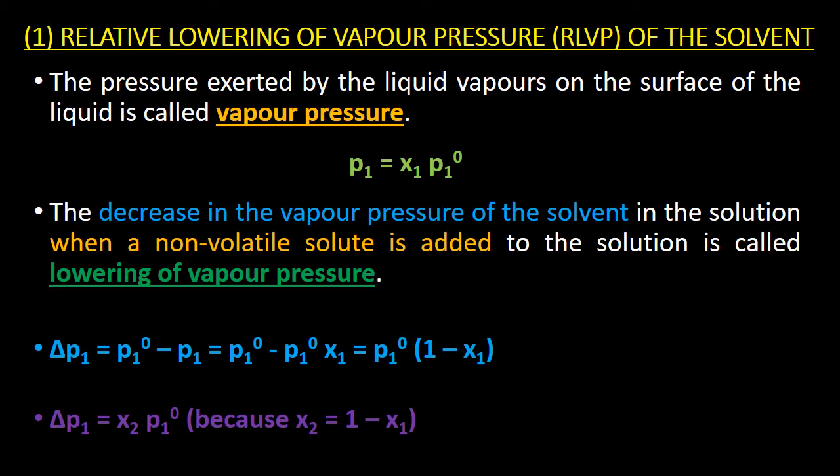This can be expressed as delta P1 is equal to P1 naught minus P1, where P1 naught is the vapor pressure of the pure solvent, P1 is the vapor pressure of the solvent in the solution, which is finally equal to P1 naught into 1 minus x1. Or this can be written as delta P1 is equal to x2 into P1 naught, because x2 is equal to 1 minus x1.